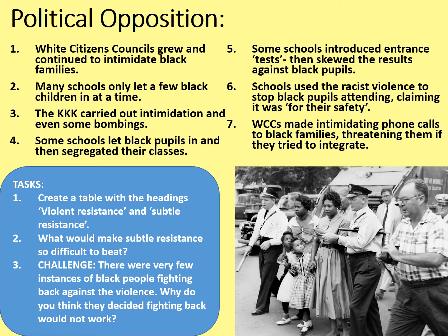So why was the subtle resistance so difficult to beat? Well, very often it wasn't very noticeable, especially to people who weren't directly affected. And not only that, the subtle resistance actually often followed the law, and so it was really difficult to overturn.